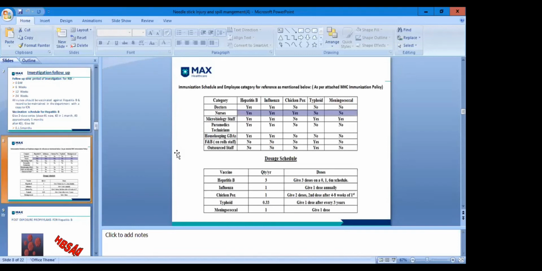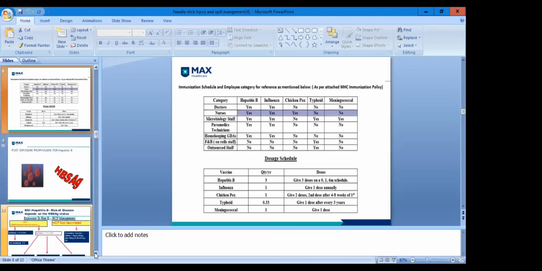The dosage schedule is as follows: hepatitis B, 3 doses; influenza, 1 dose annually, once the new variants come. Chickenpox for our nursing staff is given in 2 doses, the second dose 4 to 8 weeks after the first. Typhoid vaccine is given every 3 years. Meningococcal is given as 1 dose every year. So this is our vaccination policy.